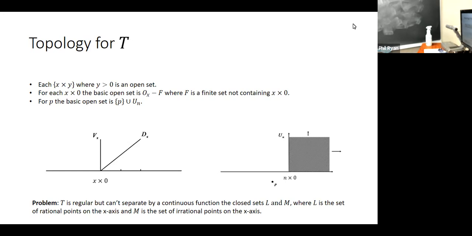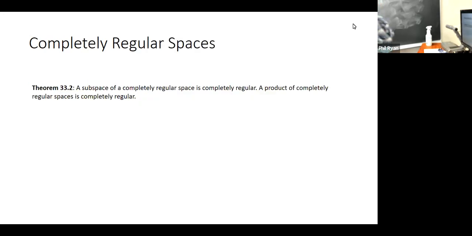Because what happens is if you assume that you had such a function, it turns out that if the function is zero at infinitely many points, then it's basically zero. It has to be zero everywhere. So you can't get a continuous function to separate the things out. So that's enough of that.